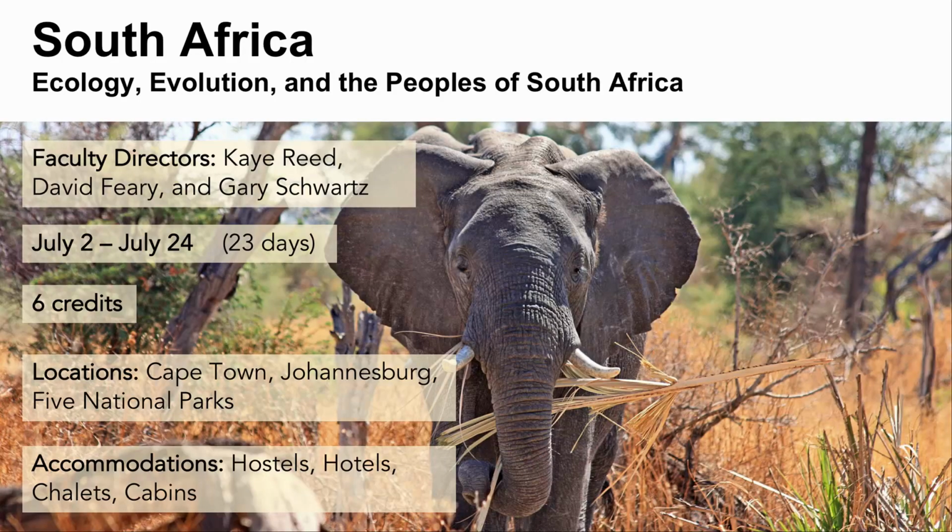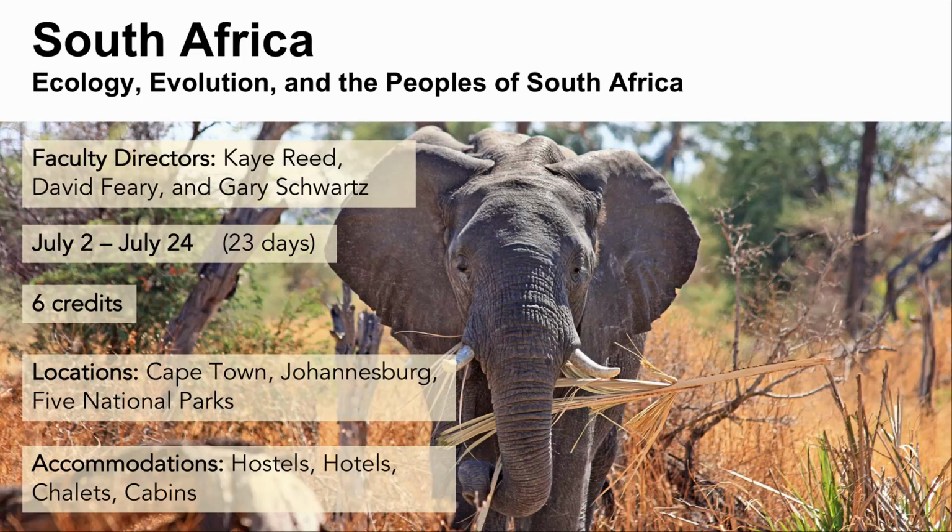Then in South Africa, we have a program on ecology, evolution, and the peoples of South Africa, which is directed by our school's director, Kay Reed, in collaboration with professors David Feary and Gary Schwartz during July 2nd to July 24th, 23 days. Again, it's 6 credits. And on this program, you'll get to see fossils of human ancestors. You'll experience numerous different habitats and encounter various different cultures all across South Africa.